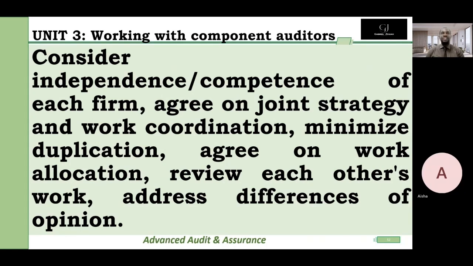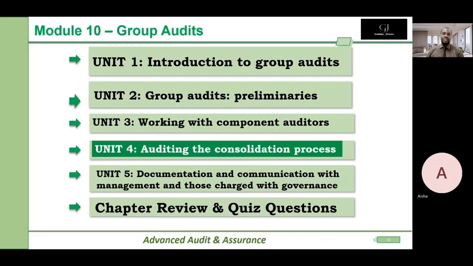Also, minimize duplication of effort, where both firms are doing the same reviews, they may waste time doing the same thing, but segregation of duties should be ensured by proper planning. Also, agreement on the work allocation, review each other's work, and address differences in opinion. Joint audits actually promote peer reviews very well, to ensure that differences in opinion are settled. Very important. Okay, so that's working with component auditors.